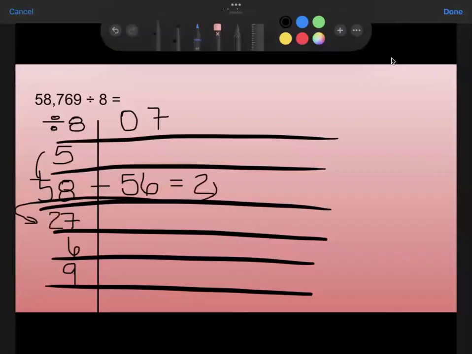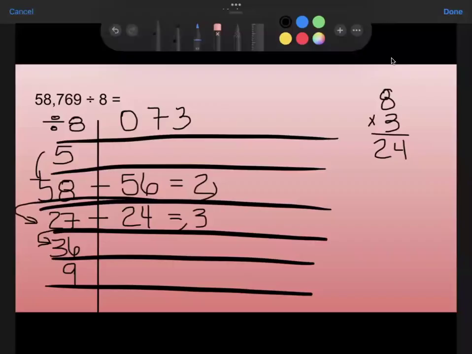Okay, so now I need to figure out how many times 8 goes into 27. Well, I know that 8 times 3 is 24. So maybe I'm going to use that. I'm going to do 27 minus 24, which gives me 3. So I'm going to put 3 up here. It was 3 8s that got me 24. Then I'm going to take this 3 and loop it down in front of the 6.